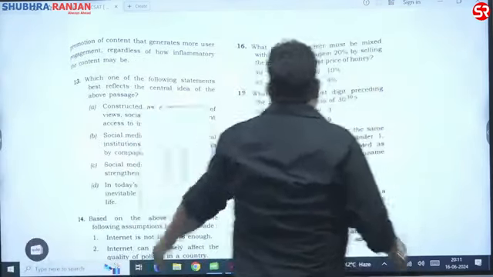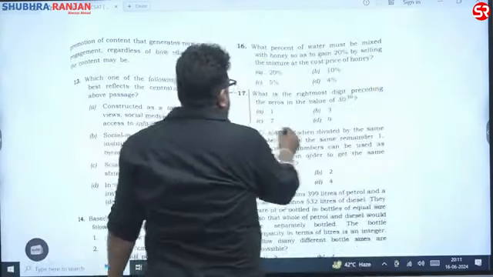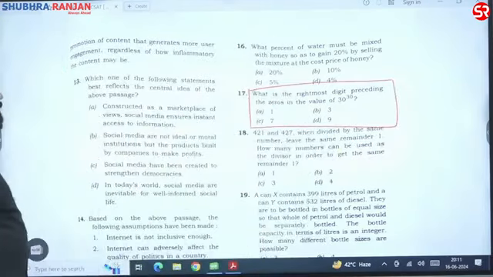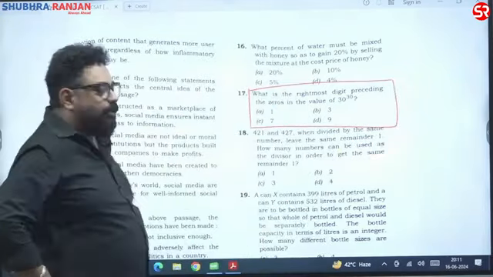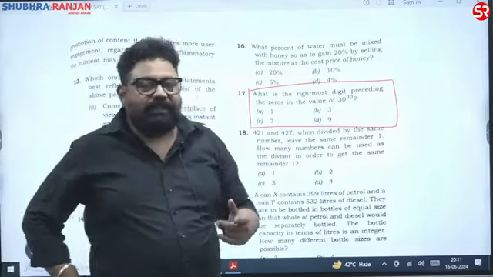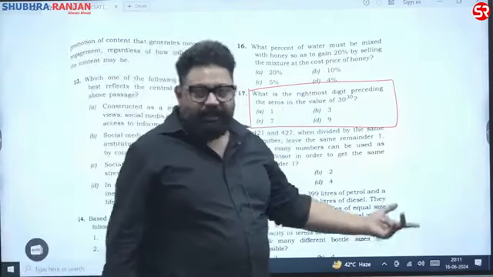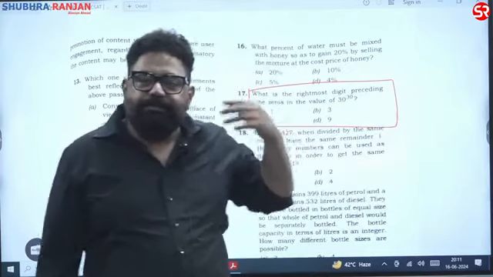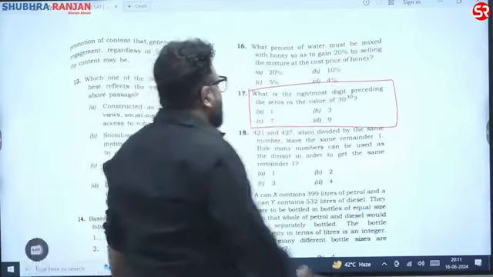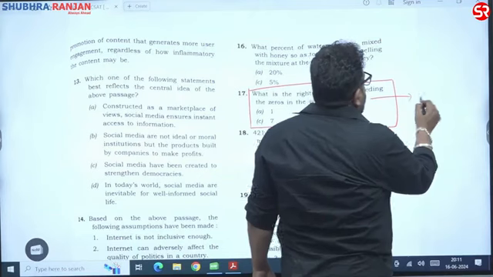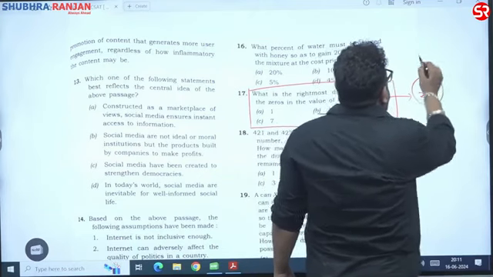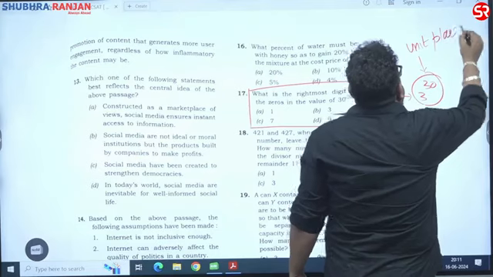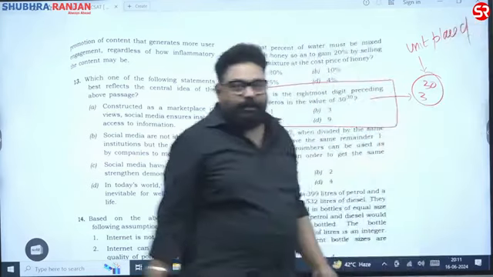Next, he says, what is the rightmost digit preceding the zeros in the value 30 to the power 30? Look, 30 to the power 30 at the end would have 30 zeros, right? If you remove all the zeros, you are left with 3 to the power 30. So he's asking you the unit place of 3 to the power 30. He's not asking direct questions.